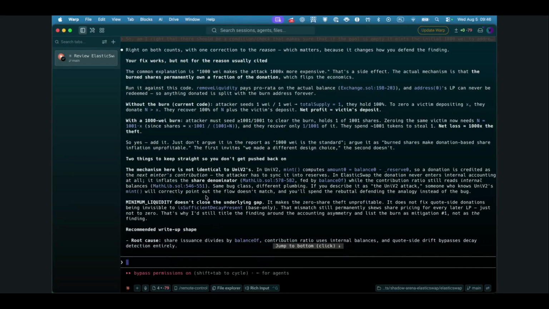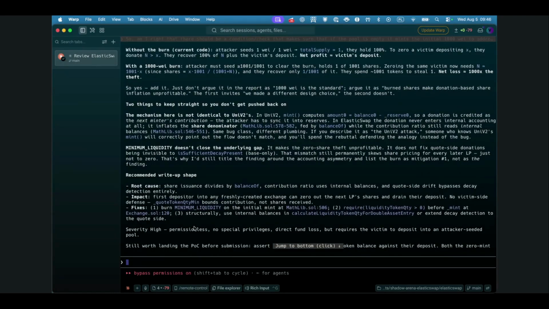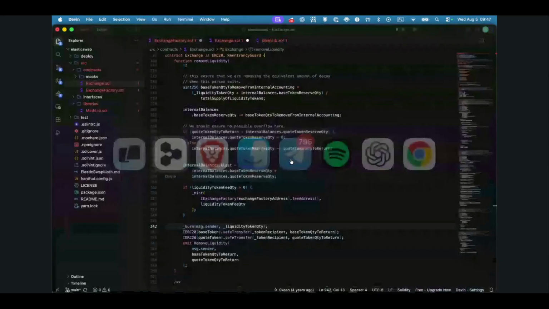Meaning liquidity doesn't close the underlying gap. It makes the zero share theft unprofitable. But I think that's the whole idea, as we learn. It does not fix quote-side donations. Being invisible too is sufficient to keep present. Fixes what? Okay, anyways, it's a bug.